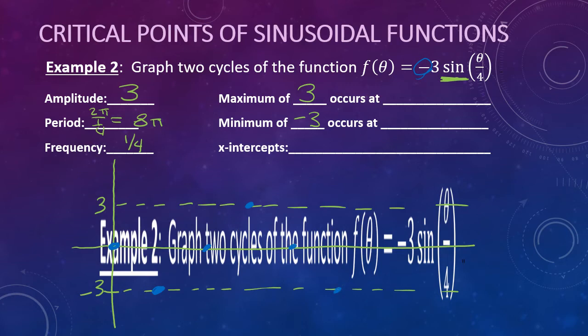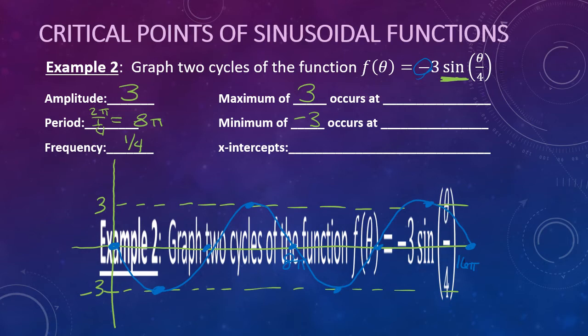midline, minimum, max, midline, maximum, and then I'm going to go back to here. And one full cycle of this function was 8 pi, which means the second full cycle would have ended at 16 pi. And you can connect this with a nice smooth curve. Oops, not great, but okay.